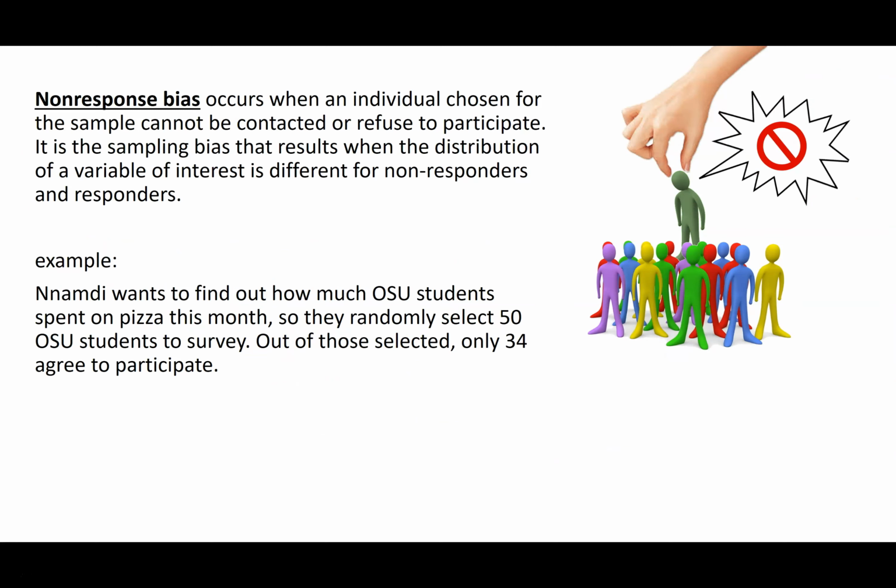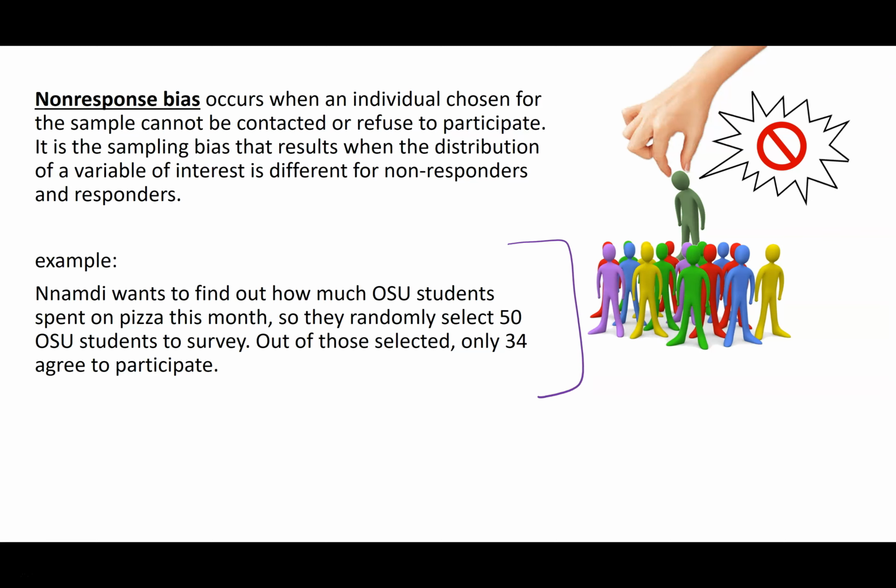So non-response bias. This is any time an individual is selected by the researcher to participate, and for any reason they can't be contacted or they refuse. That can be problematic. That happens a lot with surveys, actually. So I'm picking on Namdi again. It's going to be Namdi and pizza for these three.